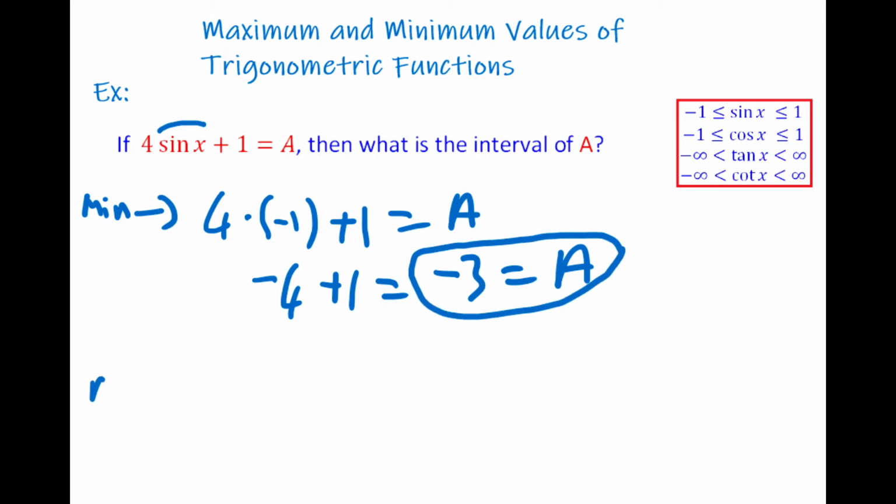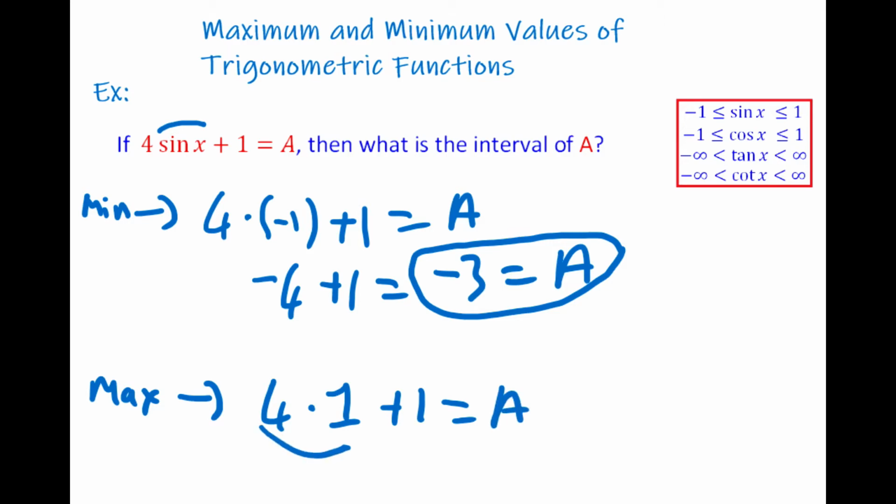For maximum value, we're going to select sine x as a maximum, and sine x can be at most +1. So we're going to have 4 times +1 plus 1, that is going to be a. So we're going to have here 4 plus 1, which is 5. Just let me write 5 here. So the maximum value of a is 5.